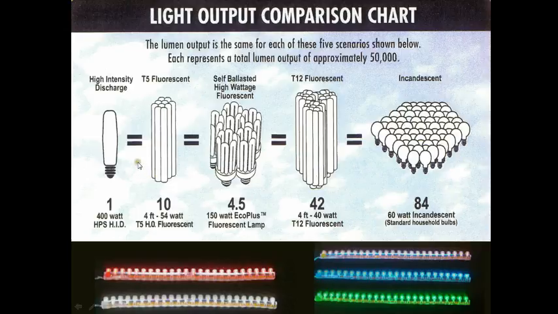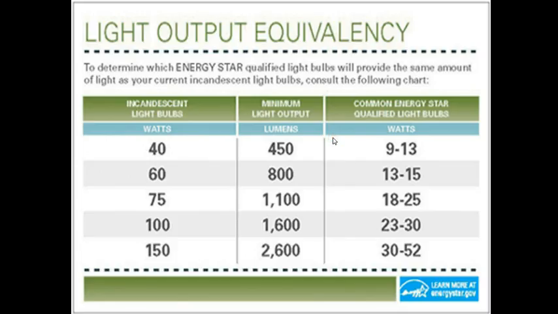Here on the left we have one high intensity discharge light, and it is equivalent to 10 T5 fluorescents, 4.5 self-ballasted high wattage fluorescents, 42 T12 fluorescents. I don't know what the difference between a T5 and a T12 is, dreadfully sorry, or 85 60-watt incandescent standard household bulbs. Again, you have to pay more up front, but again, another comparison of energy efficiency.